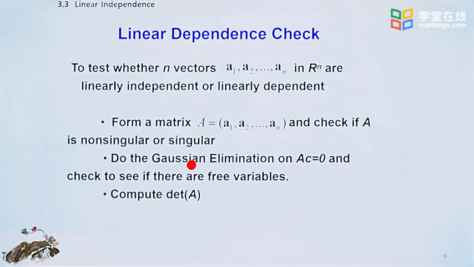Or you can compute the determinant of A. We know that the determinant of A equals 0 if and only if A is singular. So if A is singular, then this means these n column vectors are linearly dependent. If you compute the determinant of A and it does not equal 0, this means the column vectors are linearly independent.